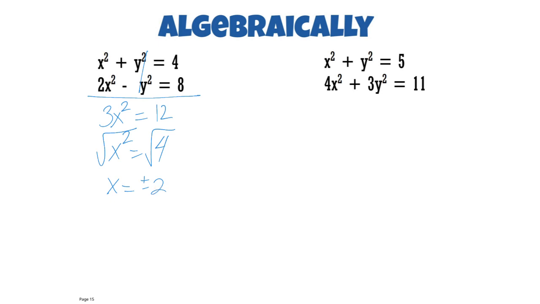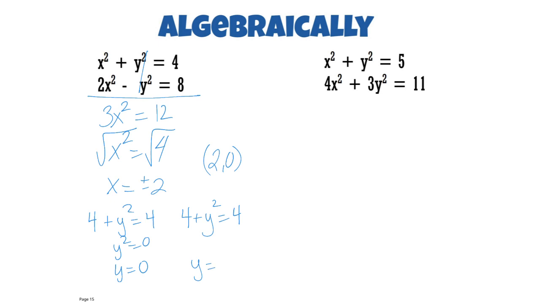If I plug in a 2 for x, then I would have a 4 plus y squared equals 4. Subtract the 4, so y is going to equal 0. So I have a solution there. When x is 2, y is 0. That's one of the solutions. All right, let's try it again with a negative 2. Well, really, if you put in a negative 2 and you square it, you're back to the same equation. So that means y is still going to be 0. So then my other solution point is negative 2, 0. Those are the two places where those graphs would intersect.